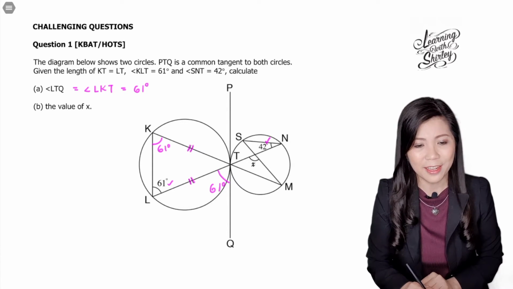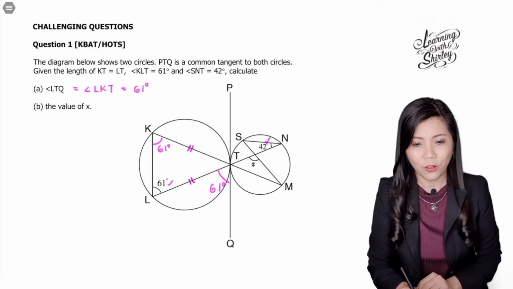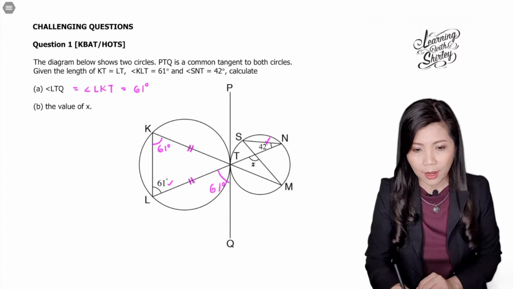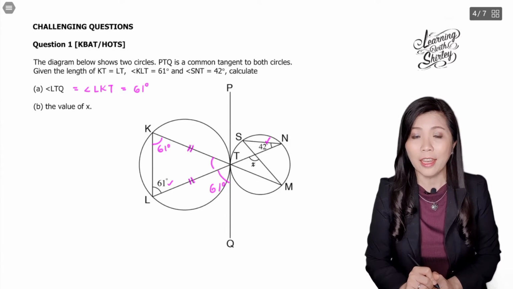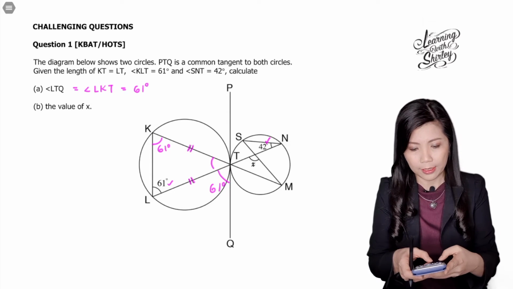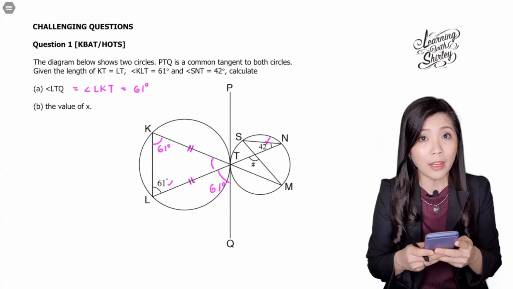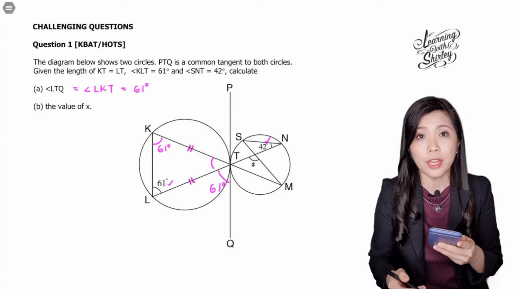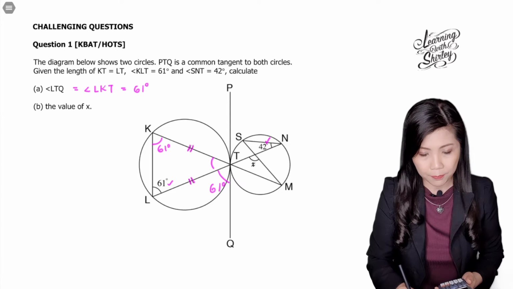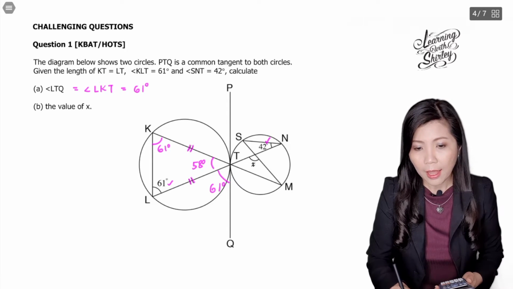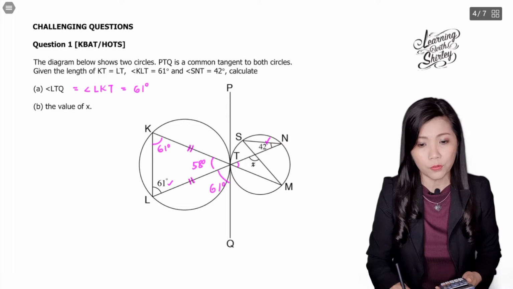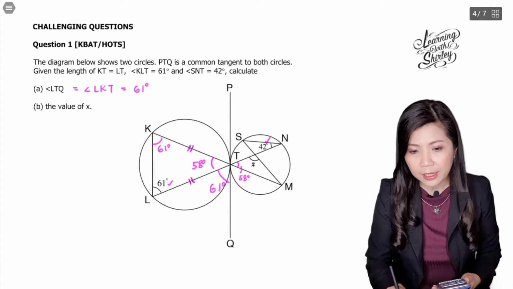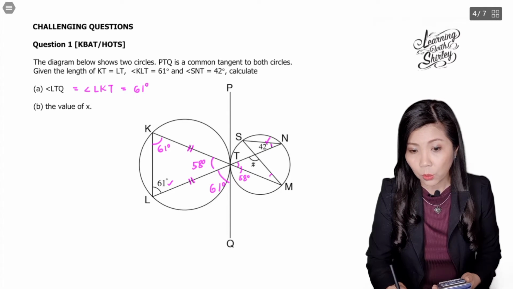Let's try B, the value of X. This one is a bit challenging. So I need to find what this angle is first. I'm going to use a calculator. I'm going to calculate 180, which is the sum of angles in a triangle, minus 61, so I will get 58 degrees. So here will be 58 degrees, and the opposite angle here is also 58 degrees. So I'm going to write here 58 degrees. And then you see this is 42, so therefore this is also 42.